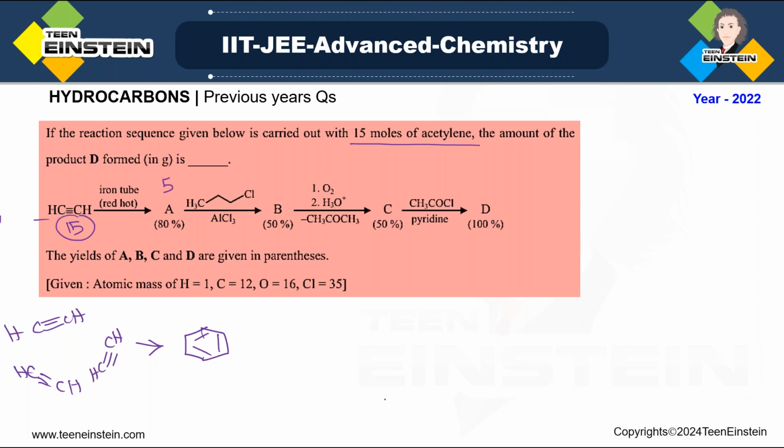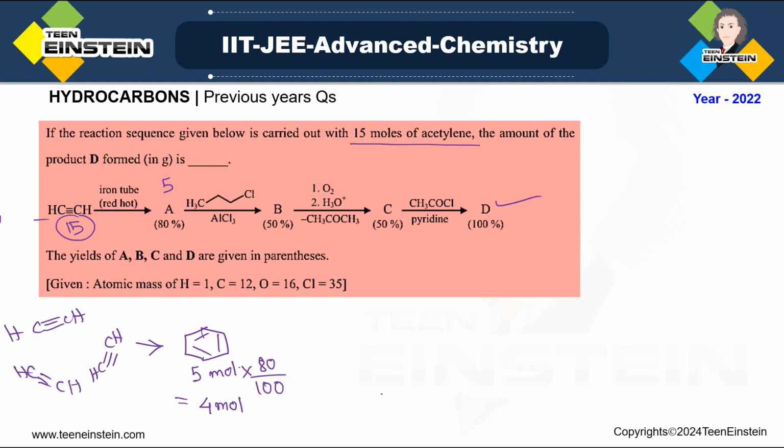Okay. So you have started with 15 moles of acetylene and you have to find the product D formed. That is the final product. There are many steps, and the answer is in terms of gram. Atomic masses are given. Now benzene, 5 moles is produced, but the yield mentioned is 80%. So you have to calculate 80% of 5, and you will see it will be 4 mole.